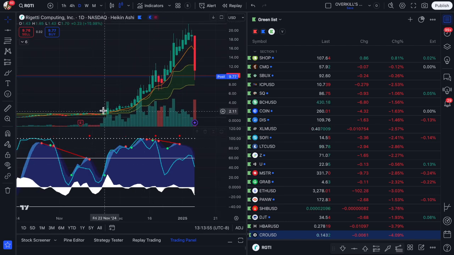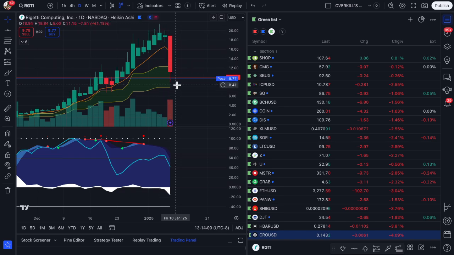The smart money's loading up down here. The smart money's loading up down here at $1. That went up 10x, and then it dropped 50% in a day.